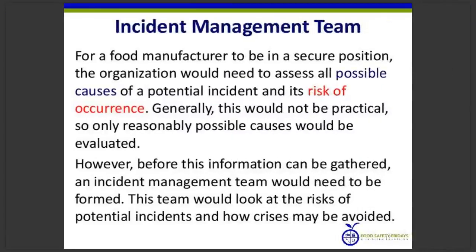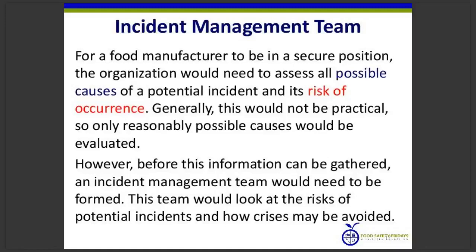The third thing that we need to look at is how we can formulate an incident management team. This is the key point that we really need to have in a proper way. As a food manufacturer, to be in a secure position, the organization would need to assess all possible causes of potential incidents and their risk of occurrence. But actually, this is not practical and it's not logical to consider all the possible causes. So we take only the reasonably possible causes that can be evaluated in our business continuity or risk management plan.